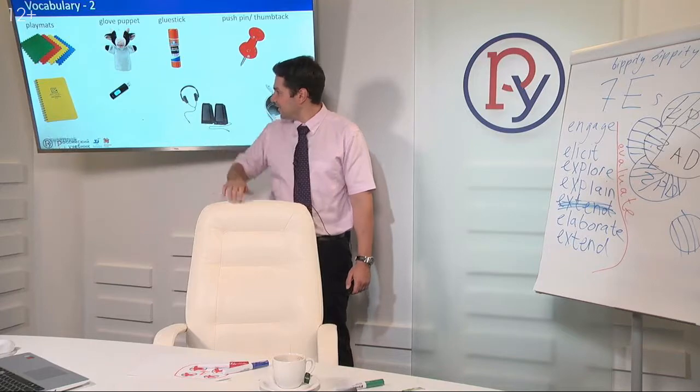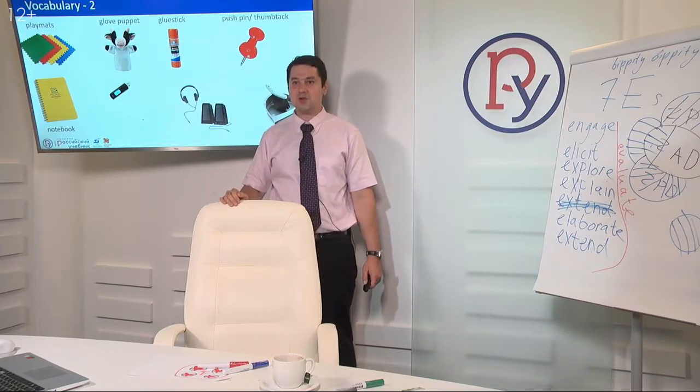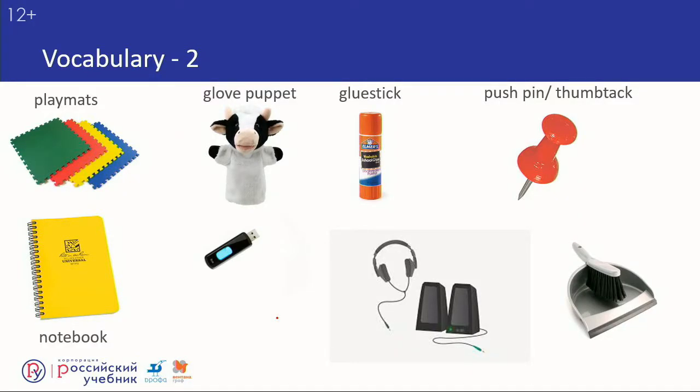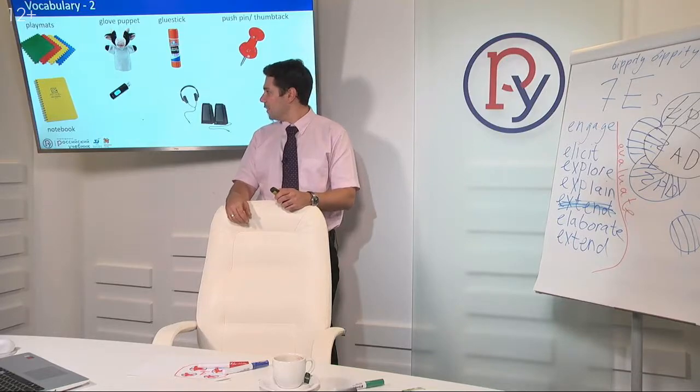This, guys, is a notebook. Do not use the word copybook, because copybooks were used in Victorian England, right, where students had to copy texts from a certain framework that they had. Well, we still use some copybooks in primary school, where students have to copy different patterns, but we don't use them with teenage students. With them, we use the word notebook.